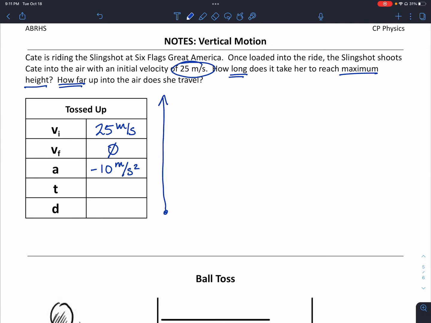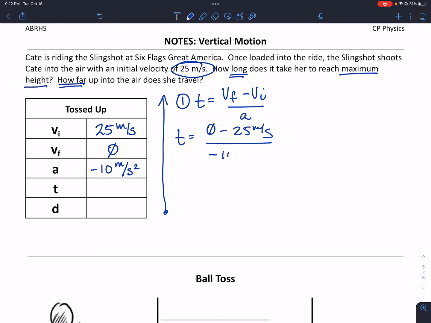All right, so our first job is to figure out what is the time it takes to reach that maximum height. Again, I'm going to use my acceleration formula rearranged to solve for time. So I get time is equal to v final minus v initial over that acceleration. And I find that time is equal to 0 minus 25 meters per second over negative 10 meters per second squared. So the time that it's going to take Kate to reach the maximum height is 2.5 seconds.